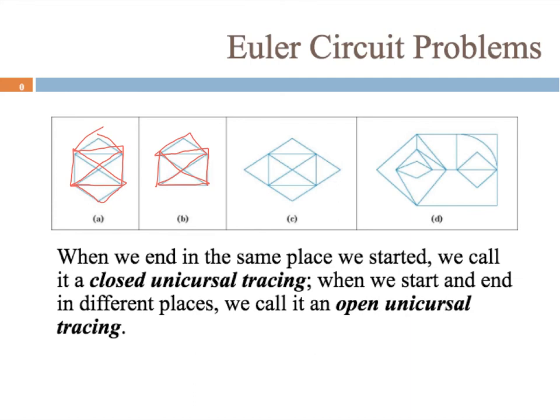Oh, and I forgot to say, look in the paragraph here. When we end at the same place we started, we call that a closed unicursal tracing. So in A, we were able to end in the same place we started in, but in B, we did not. We ended up in a different place. So that's called an open unicursal tracing.